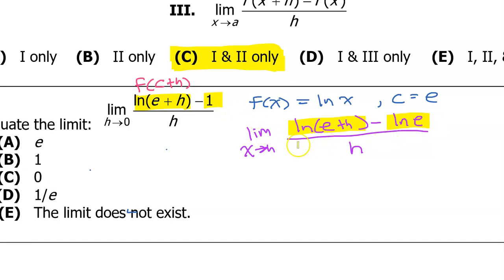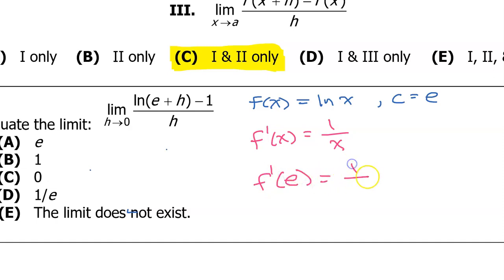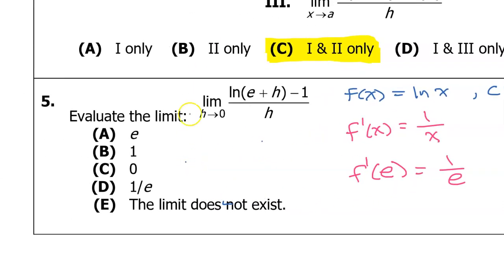So it all matches. So that means that instead of evaluating the limit directly, we can just find the derivative and evaluate that at e. So that's what we're going to do. So let's do f prime. The derivative of natural log is 1 over x. All right, that is just something that we have memorized. So then f prime at e will be 1 over e. So that's it. The answer is D. Isn't that easy?